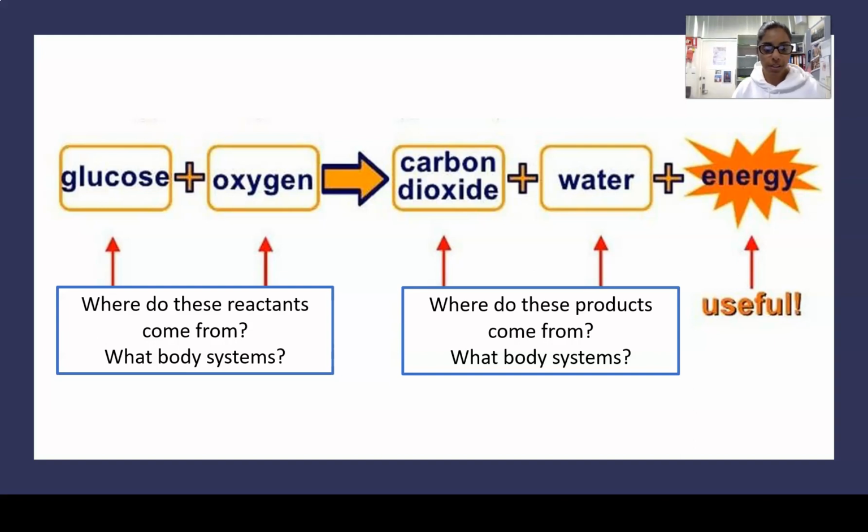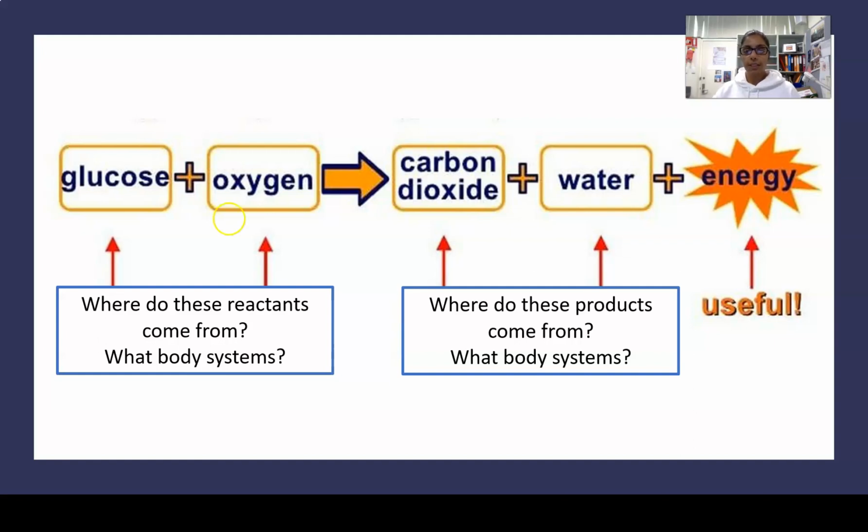All right, so now that you've had a think about it, you should have come up with that oxygen is breathed in from the air. So the body system involved in that is the respiratory system. If you said the lungs, then that's fine as well. That's part of the respiratory system. And glucose enters our cells after a long process of digestion. So that's our digestive system. Those are the two systems there, digestive system and the respiratory system.